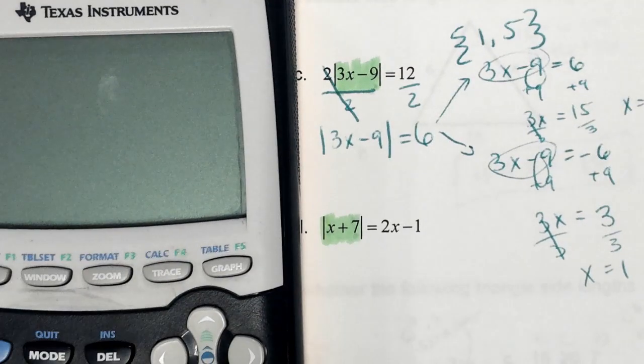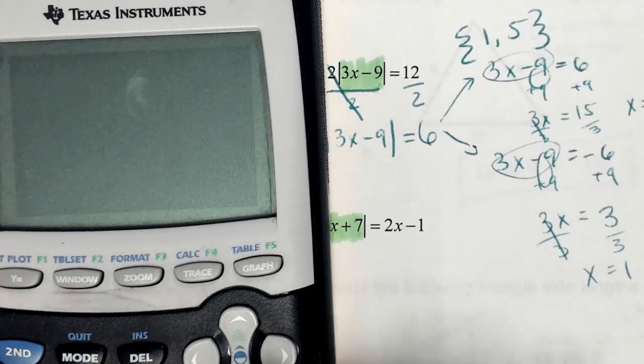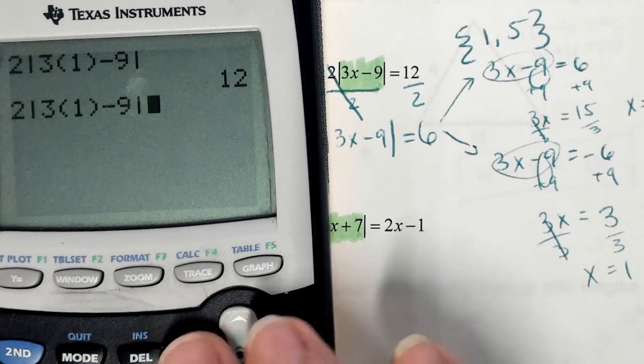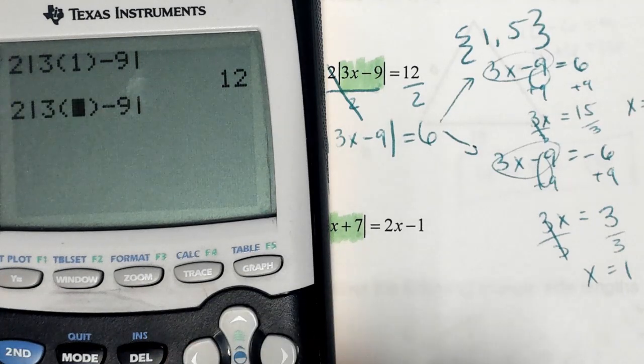Remember, you can check your work. You'll type it into the original, and you hit math right 1. We'll freeze. Let's put the 2 first. Math right 1. So 3, 1 minus 9, and we want this to equal 12, and it did. And my second answer was 5. We want it to equal 12, and it did, so we did it correctly.